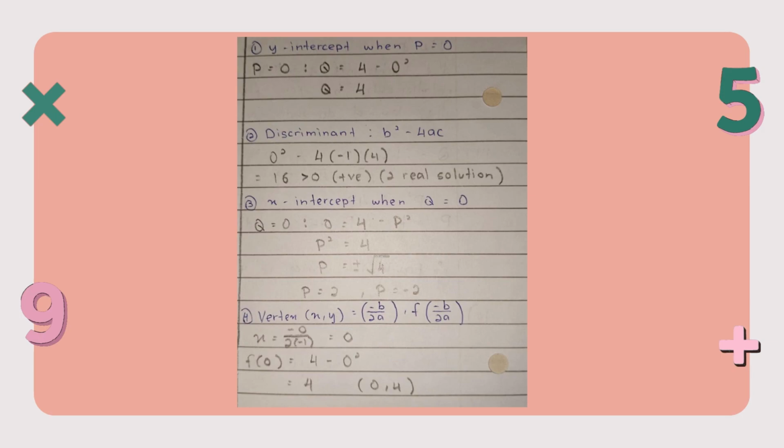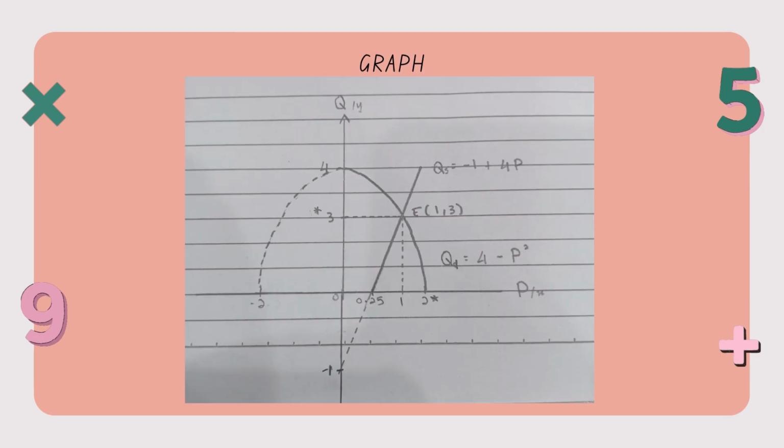Using the formula -b/2a and f(-b/2a), we get the answer 0 and 4 for the maximum vertex.